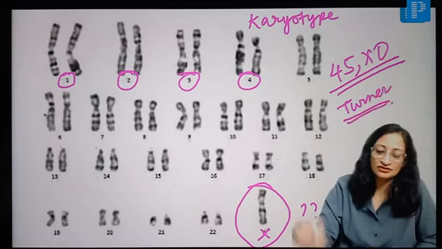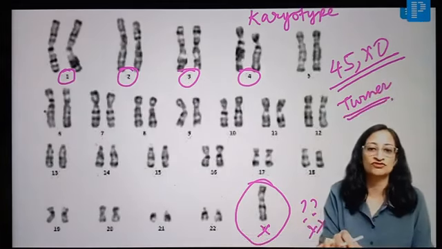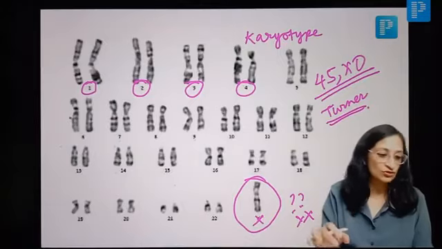So you can get an image-based question also like this. You can see here if you count, the total number of chromosomes is 45 instead of 46, and there's a single X chromosome, no Y chromosome, making it Turner syndrome.